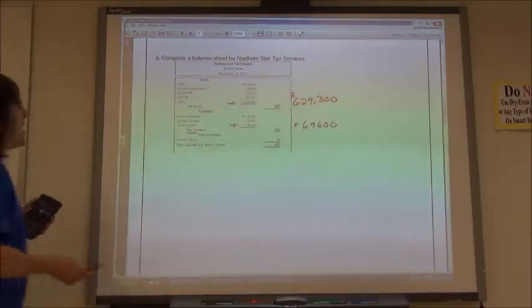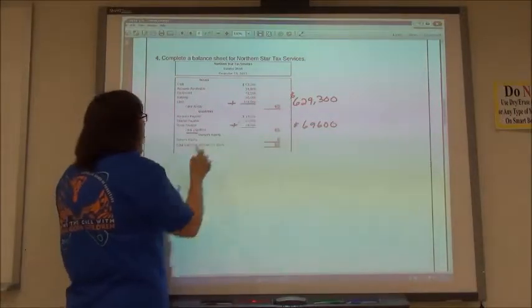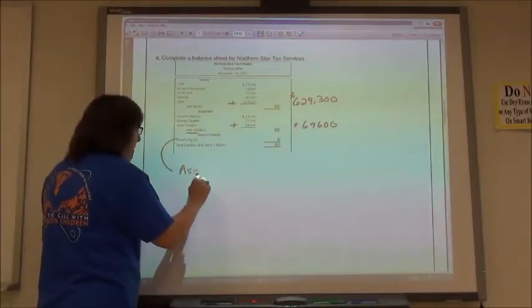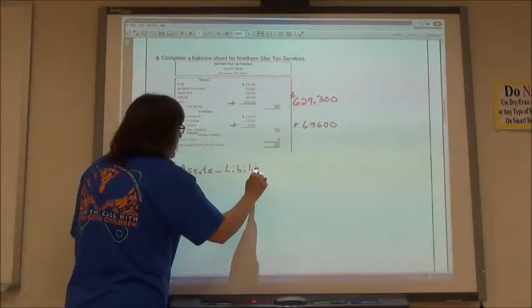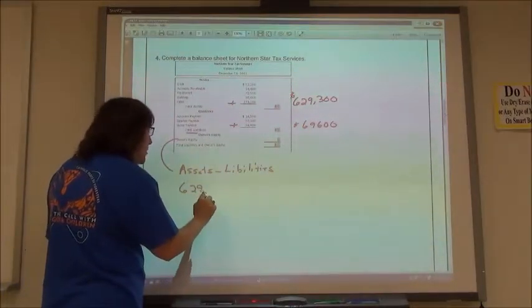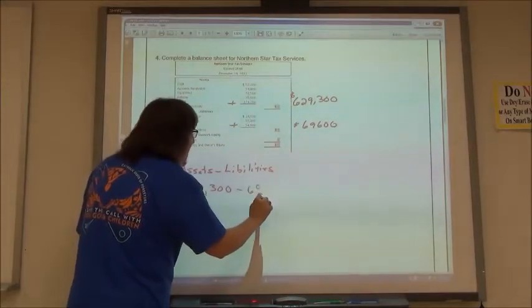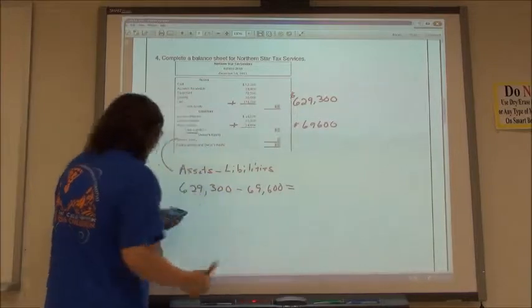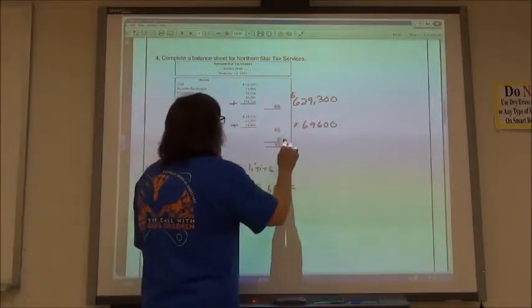Then it tells me to find my owner's equity. How much money do I have? Well, I'm going to take my total assets and subtract off my liabilities. So I'm going to take the $629,300 and subtract the $69,600. So if I subtract, I get $559,700 for my owner's equity.